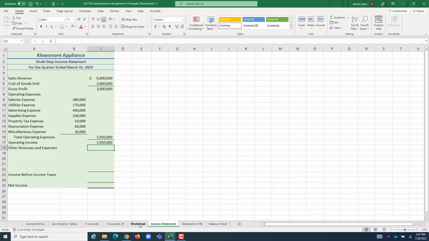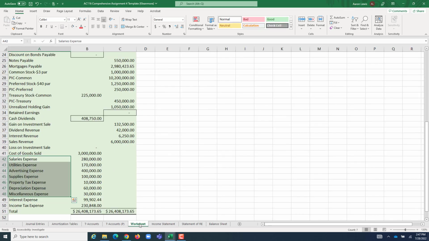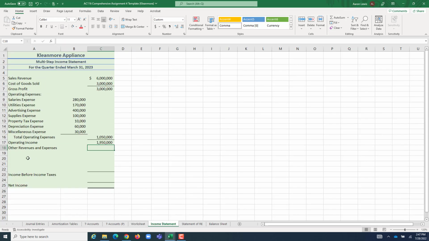It's things that Cleanmore Appliance did and made money from or paid costs for, which were outside their normal realm of operations. We're an appliance company. We got 3 accounts up here: gain on investment sale, dividend revenue, and interest revenue, related to us buying stock and bonds of other companies and making money off it. Well, that's great, and we're going to have to pay taxes on that, unfortunately, but none of those things are a normal course of operations. We are an appliance company. We're not brokers. We're not an investment firm. So those 3 items have to go into our others.